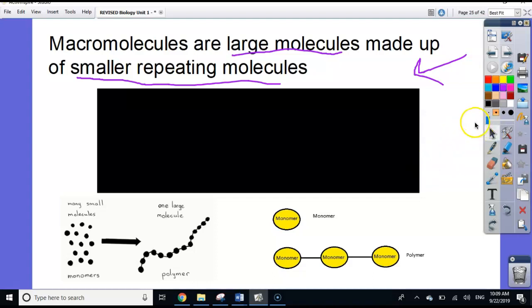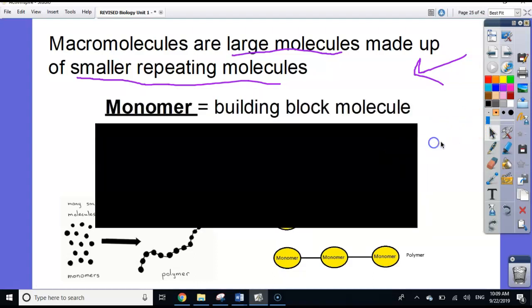What are those smaller building blocks? Well, the Legos, right? So we call the building blocks, the smaller things that these big molecules are made up of, we call those monomers. So what I need you to do is I need you to write this definition down, monomer. Anyone know what the beginning of the word mono means?